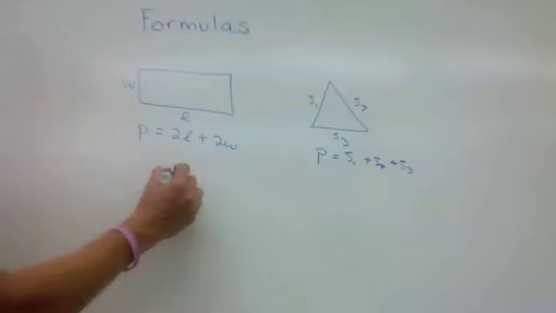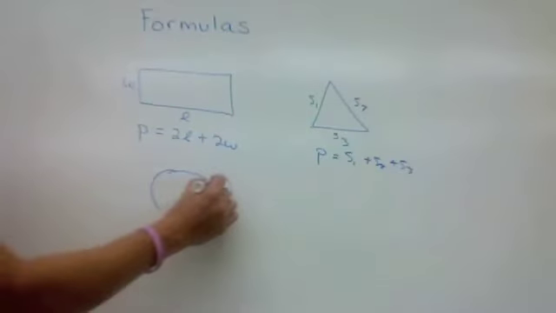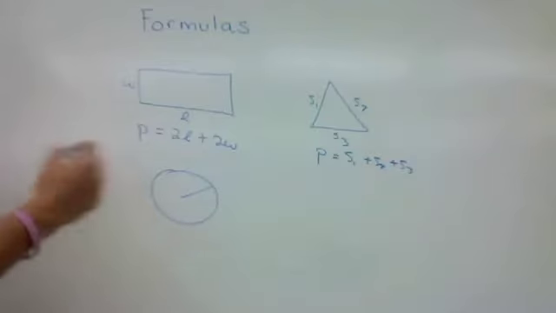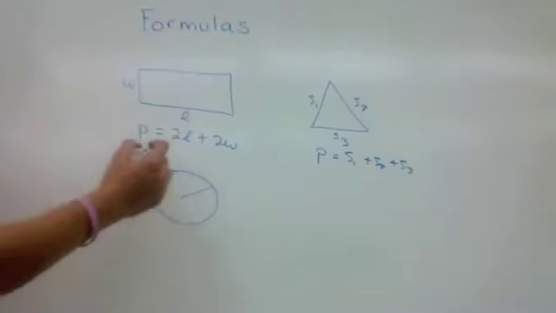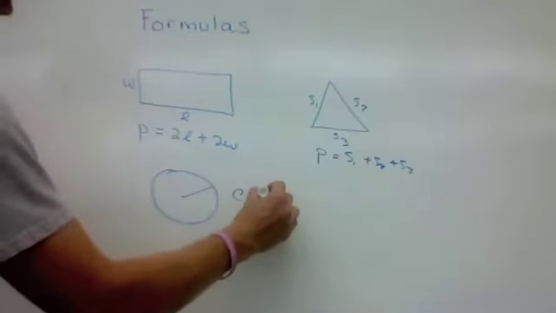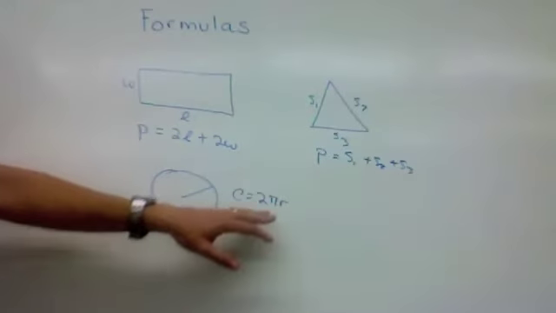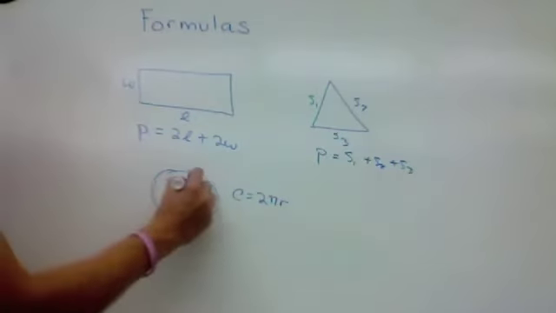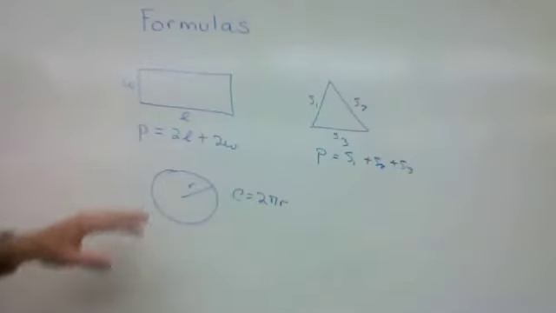Now, if we wanted to take a circle, for instance, in order to find the perimeter of a circle, we don't call it the perimeter, we actually call it the circumference, which is the distance around the circle. So our circumference is 2 pi r, which is going to be 2 times pi, which is 3.14, and r, which is our radius. And so that's a review of how we find the perimeter or circumference of these figures.